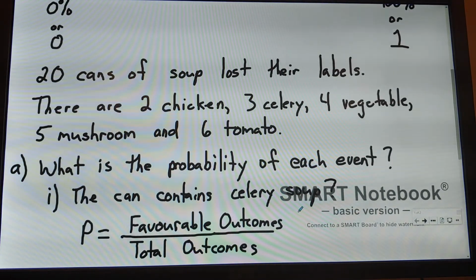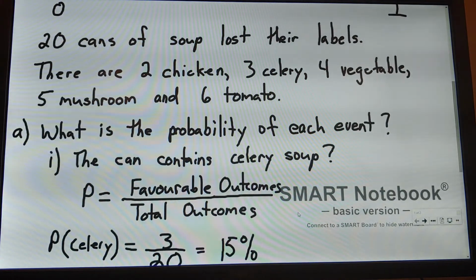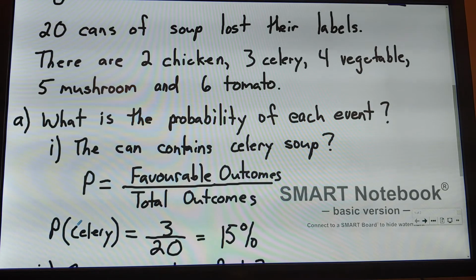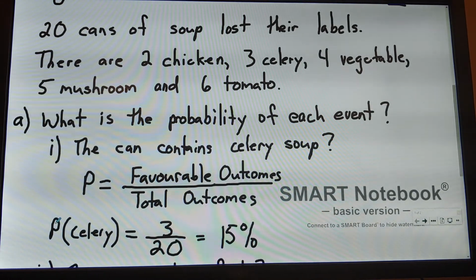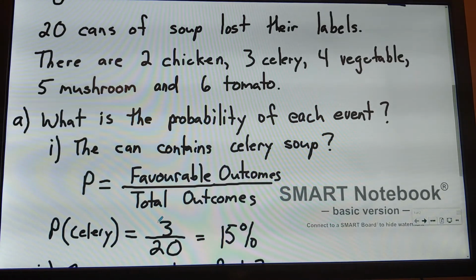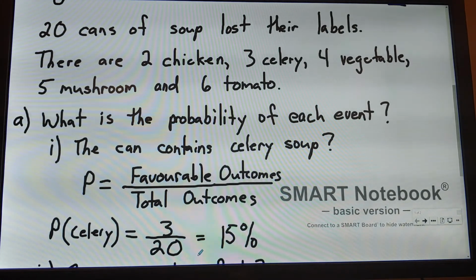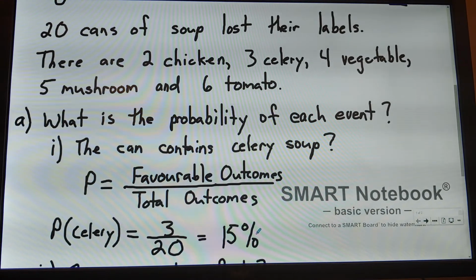As with anything in math where there's a formula, always write the formula down first. So, favorable divided by total possible. Now, a little trick to help you. Whatever your favorable outcome is, put it next to P, P standing for probability. So the way this would read is the probability of getting celery soup, P(celery), equals favorable outcomes, 3, over total possible, 20. 3 divided by 20 is going to give you 0.15. But because we did the percent unit, you multiply that by 100 and you get 15%.